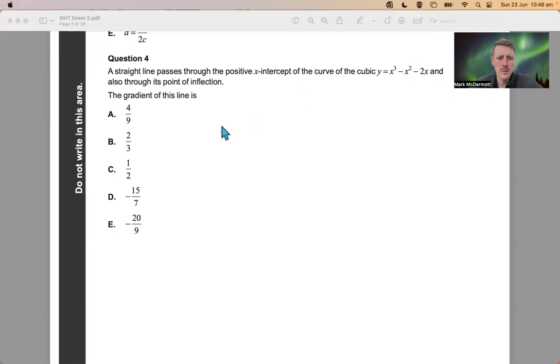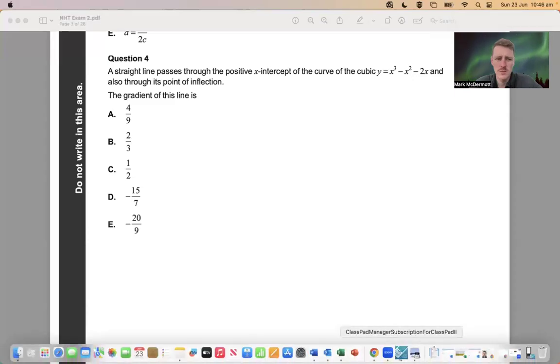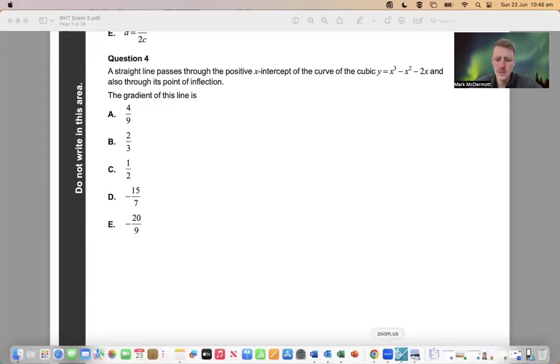Question 4. A straight line passes through the positive x-intercept of the curve of the cubic, y equals x cubed minus x squared minus 2x, and also through its point of inflection. The gradient of this line is... So we're going to need our calculator for this, I think. So let's get our calculator out, if it would let me. It's not going to let me.